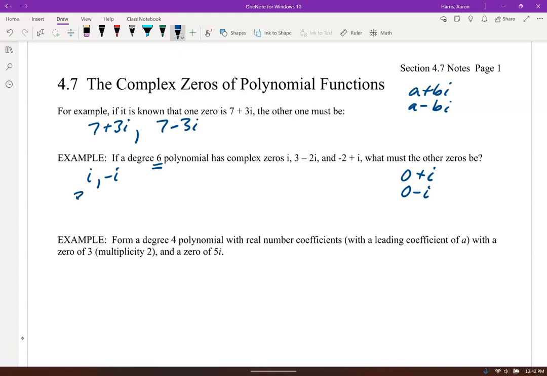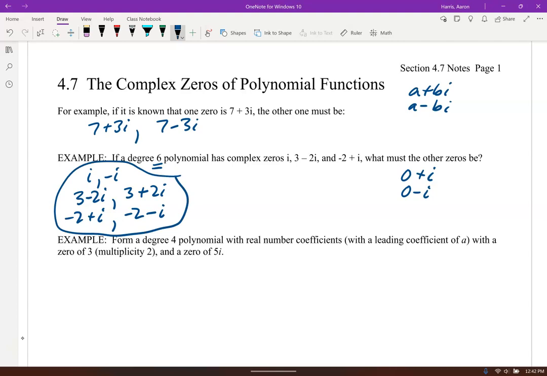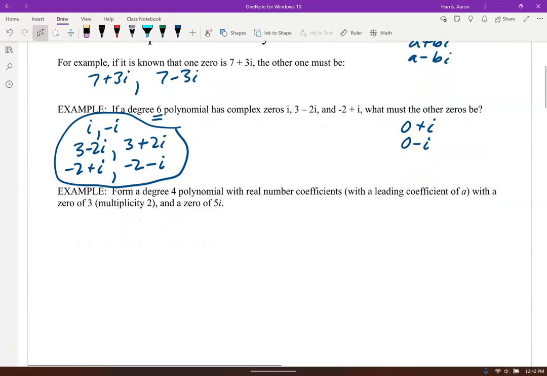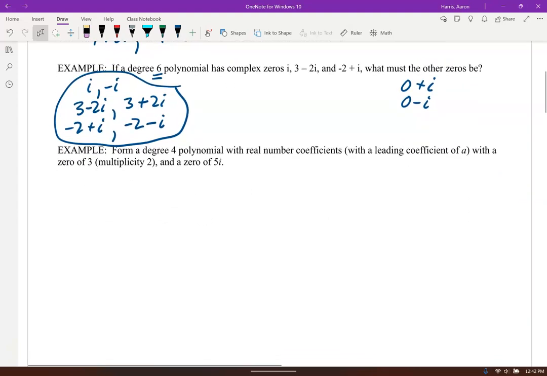It tells us that 3 minus 2i is a 0. So the other one, they come in pairs. The conjugate, 3 plus 2i, you change the sign between them. If negative 2 plus i is the given 0, then the other one must be negative 2 minus i. And there's all 6 zeros for a 6th degree polynomial. And they're all complex or imaginary zeros, so none of them are on the actual visual for the polynomial. They're not on the Cartesian coordinate system, in other words.